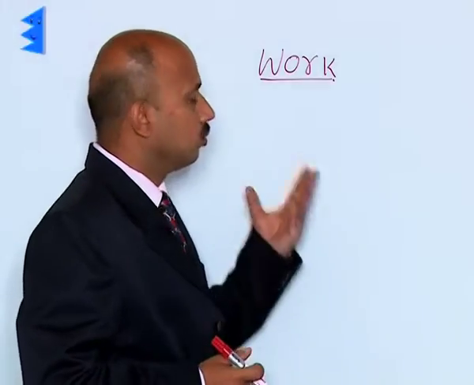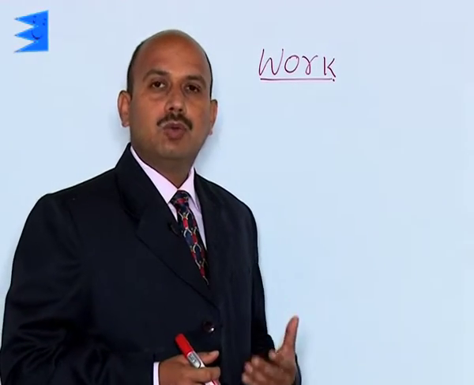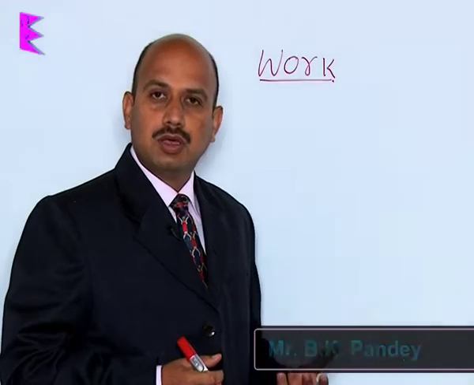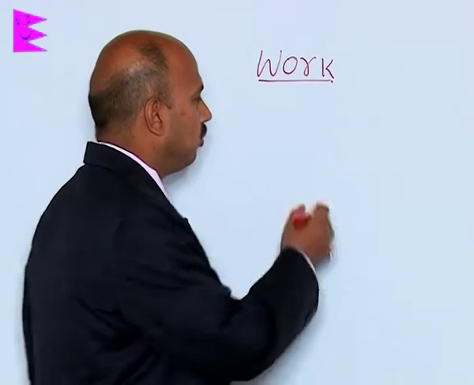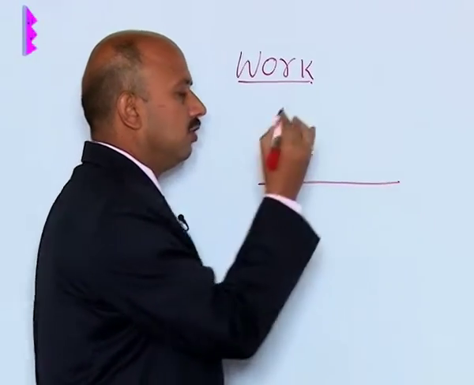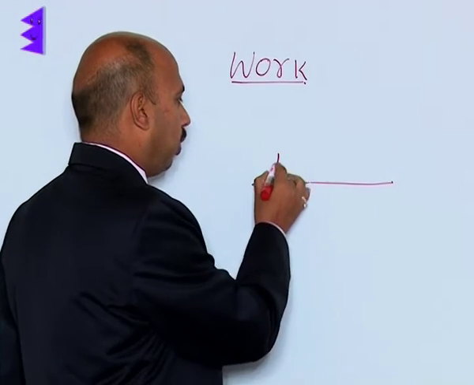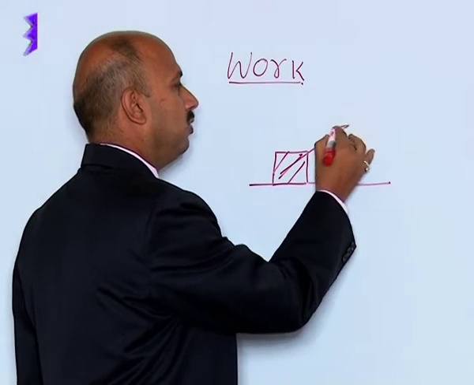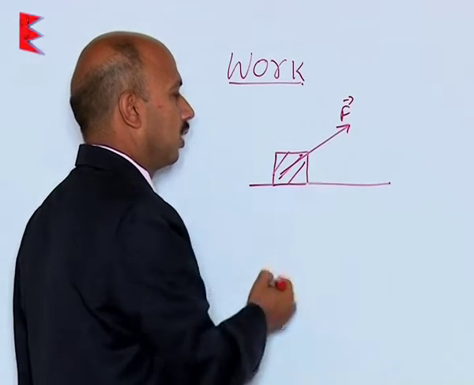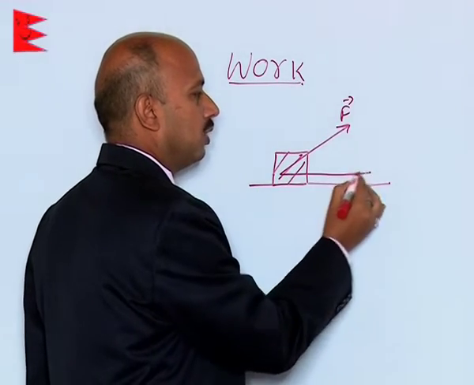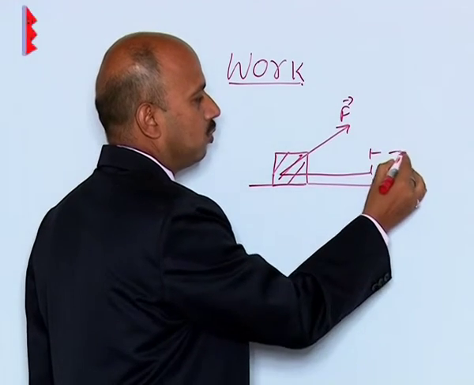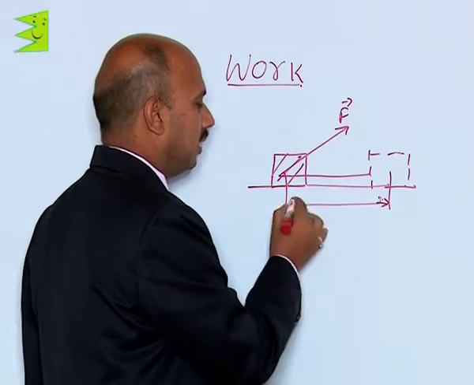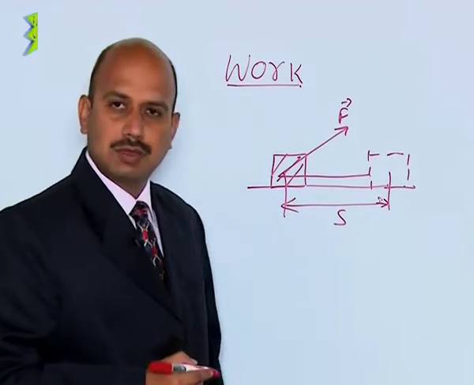So, now we have to discuss work. What is work? Work is said to be done when the applied force displaces the body through a distance. Suppose you have taken a surface here, and a body is placed over here and force is acting to this side. Now, the body is displaced to this side. Suppose the body reaches this point by covering a distance s, that is a displacement.